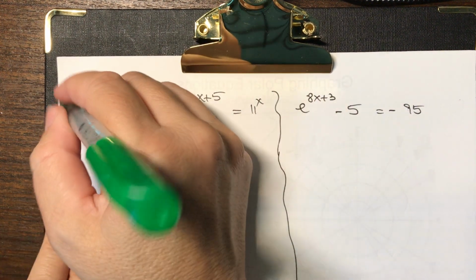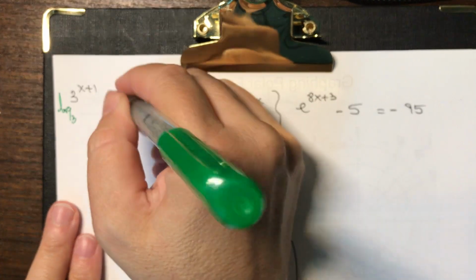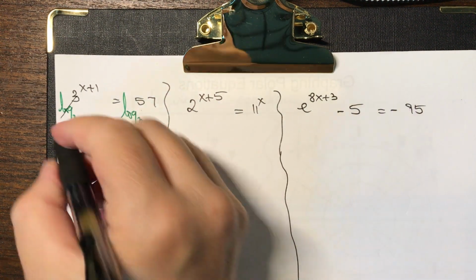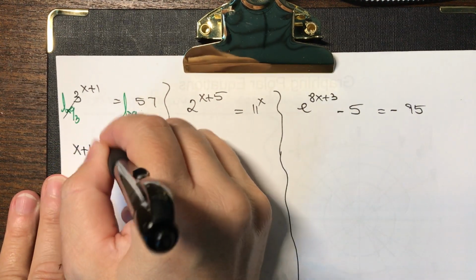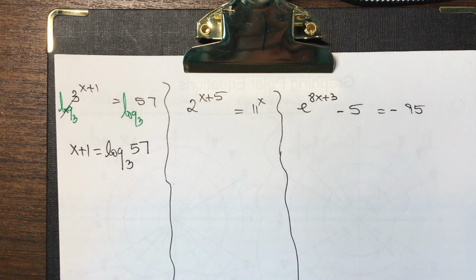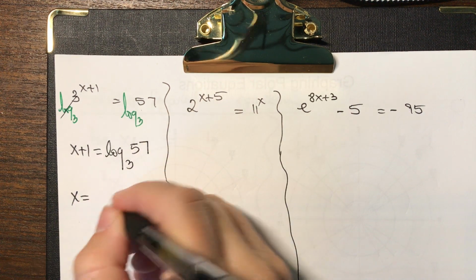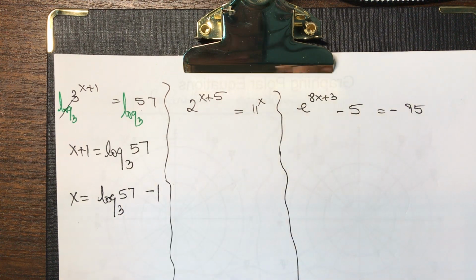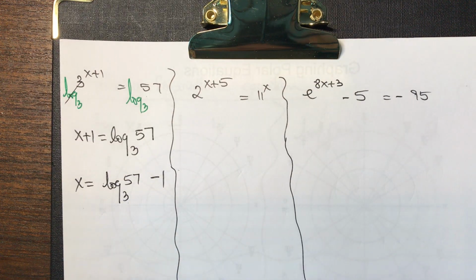Again, whichever one you prefer, log both sides, right? You want to get rid of the base of 3. So I'm going to log with base 3 on both sides. So x plus 1 is going to simply equal log base 3 of 57. Or, as I said, simply change the exponential form into a logarithmic form. And again, to get to x, all I have to do is subtract 1 from that side. So again, this is an exact answer.